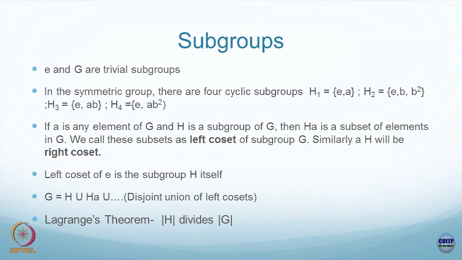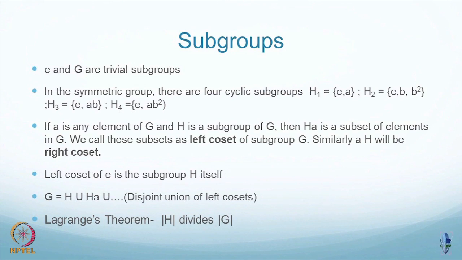You can write the group as a disjoint union of the subgroup H, union the left coset obtained by multiplying A on the subgroup elements, and so on, and it will be disjoint. By that I mean that there is no intersection between different subsets. There are no common elements between different subsets. So, how does this help you? This way of writing explicitly gives you an indication about Lagrange's theorem.